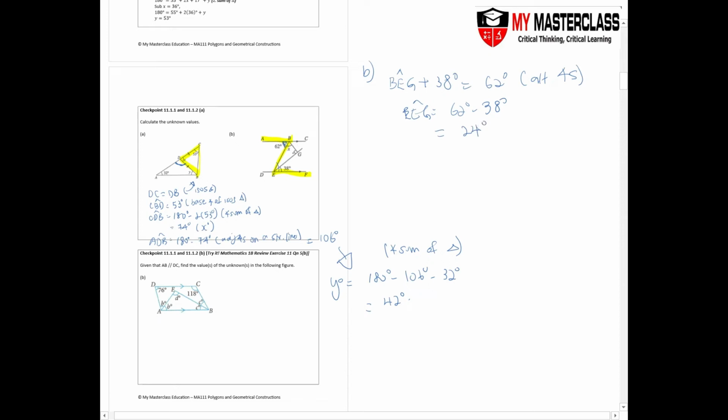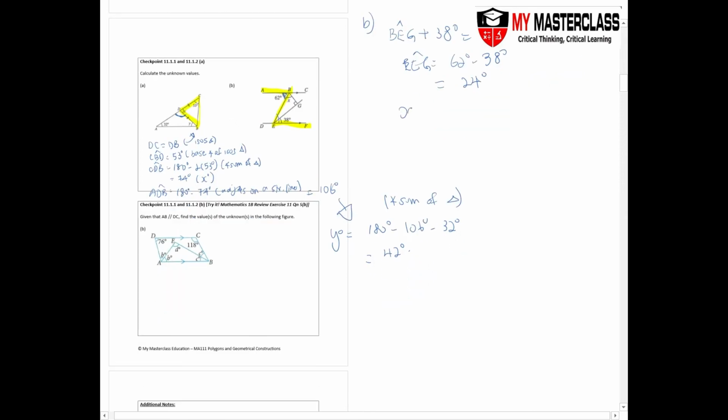Then you're given a right angle triangle, right? So x value equals 180 minus 90 minus 24. Again, angle sum of triangle, which will eventually give you a final answer of 66 degrees.